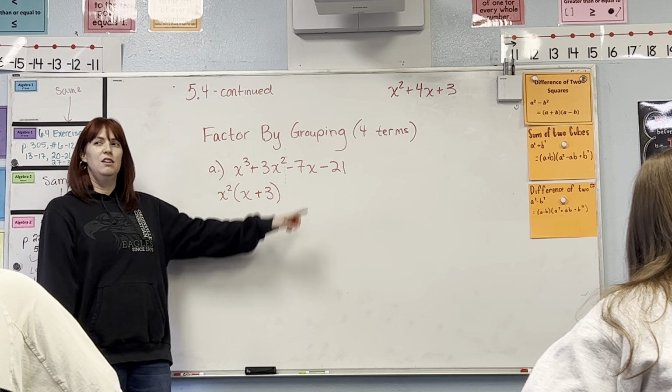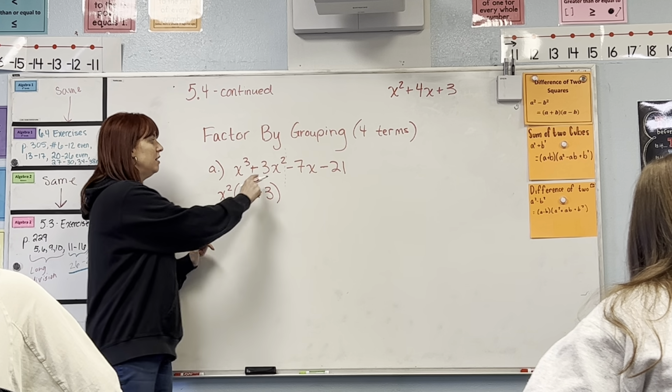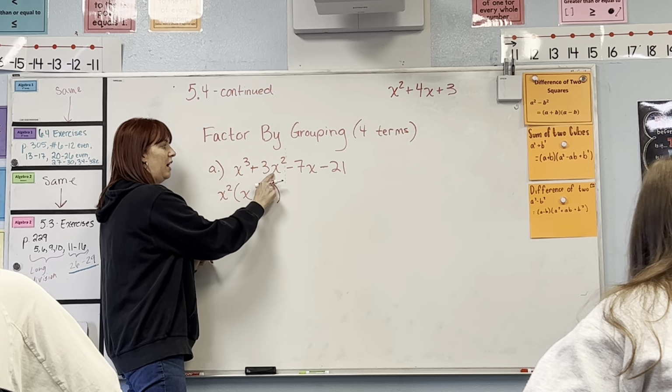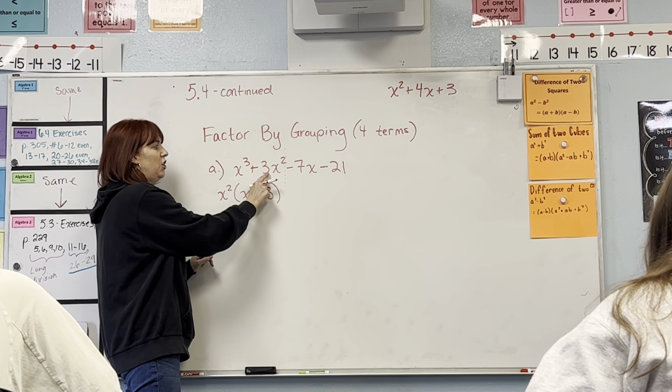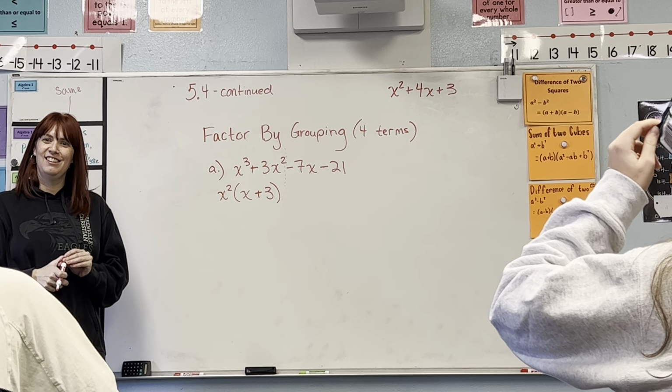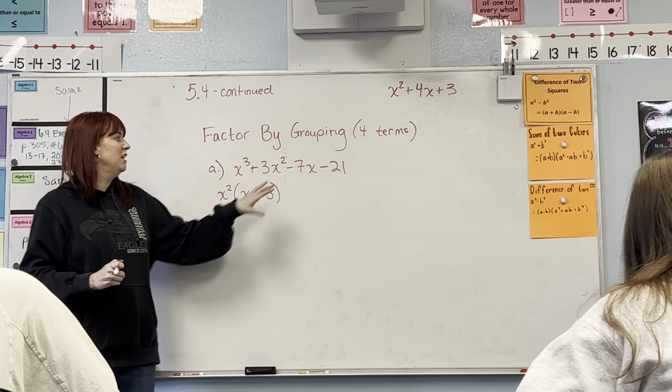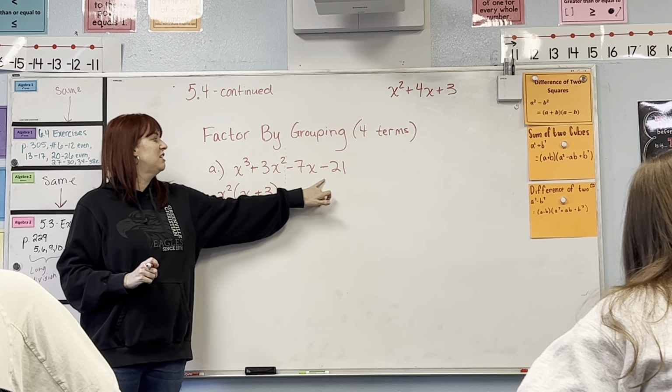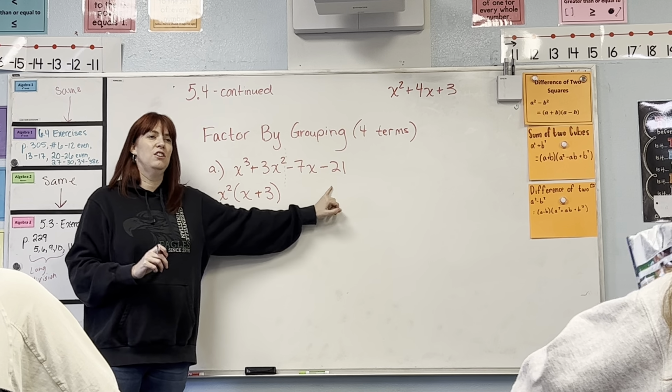How did you get the 3? This is 3x squared, so if I divide out this x squared, I'm just left with 3. So you're going to take negative 7 out of this? Yes! Good job. Kinley said she recognized that negative 7 is the common factor here.